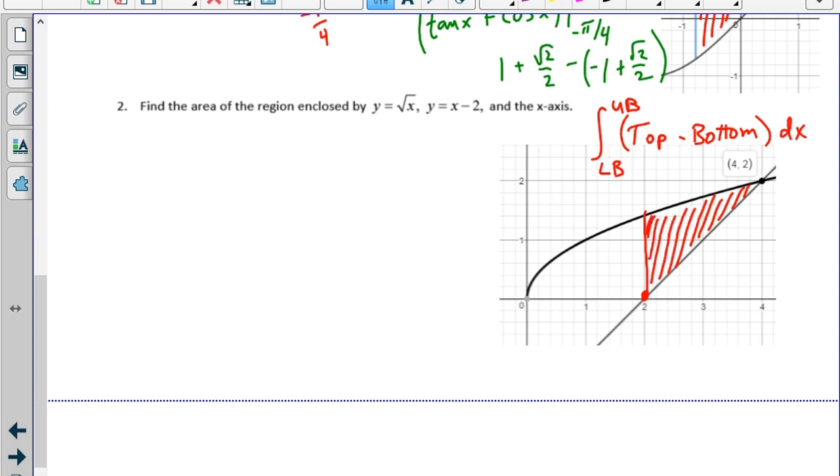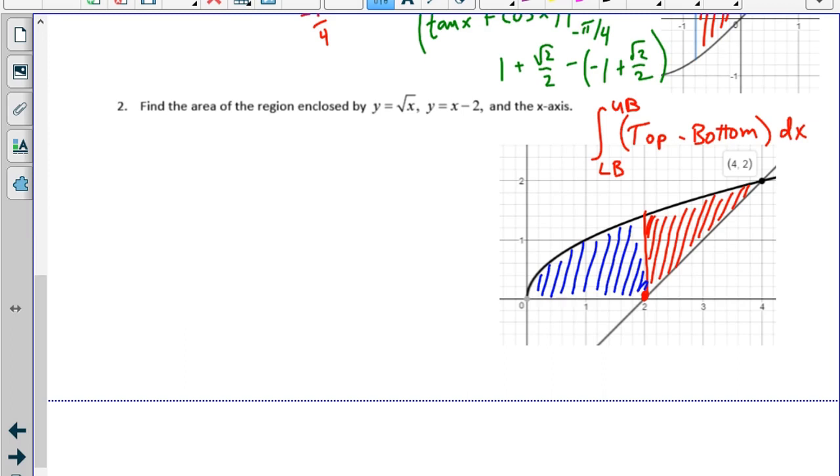So notice that from 2 to 4 for the x values, the bottom curve is y equals x minus 2. However, from 0 to 2, the bottom curve is the x-axis, which is the line y equals 0. So we actually have to break this up into two separate integrals in order to do this problem.